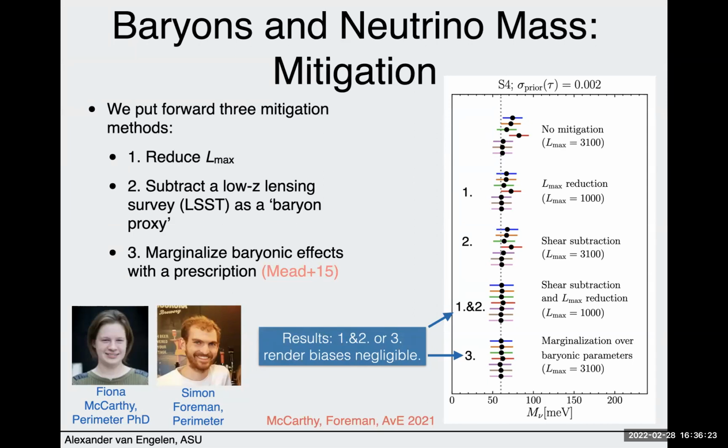So the question was, you can't mitigate for free. Any strategy that you use to mitigate these biases will necessarily inflate the error bars. It turns out that the error bar inflation is very small. In this plot, the error bars with the mitigation are actually larger than above, but these effects are not too degenerate, and so the error bars don't inflate as much as you might naively think. In particular, using the LSST as a baryon proxy doesn't really inflate the error bar very much for CMB-S4. Same thing with marginalizing over the baryonic effects.